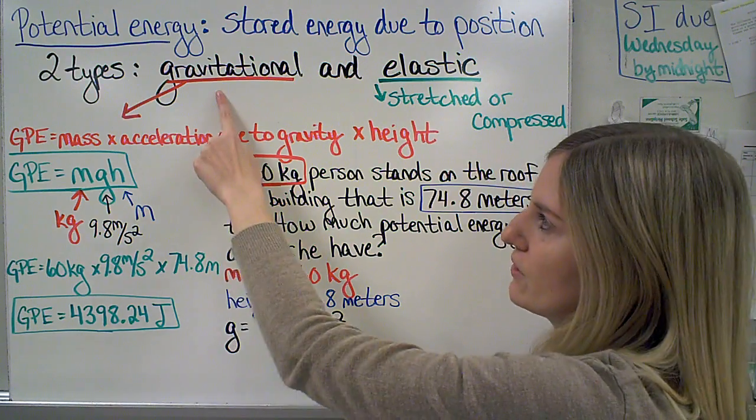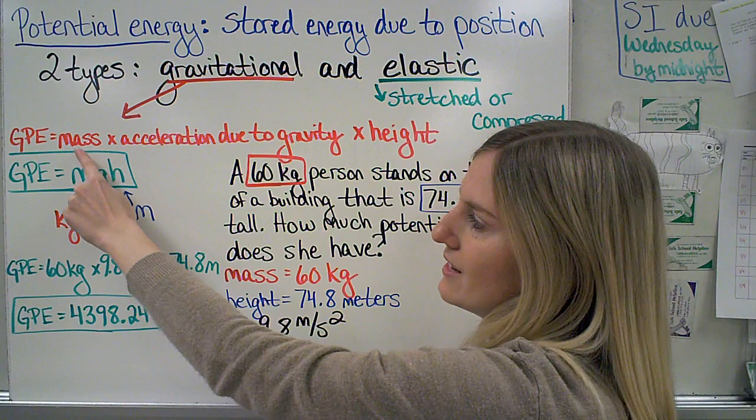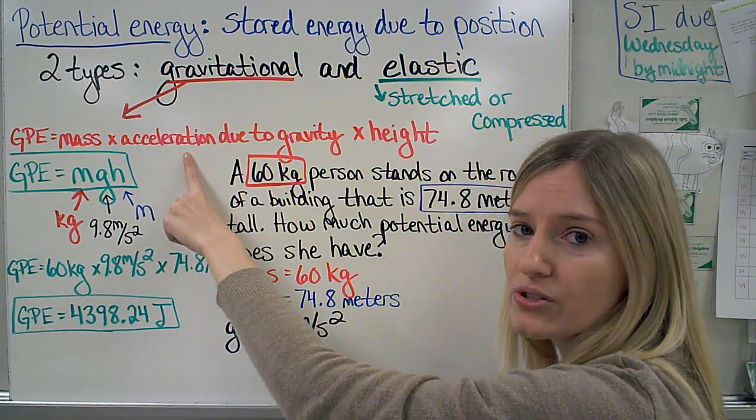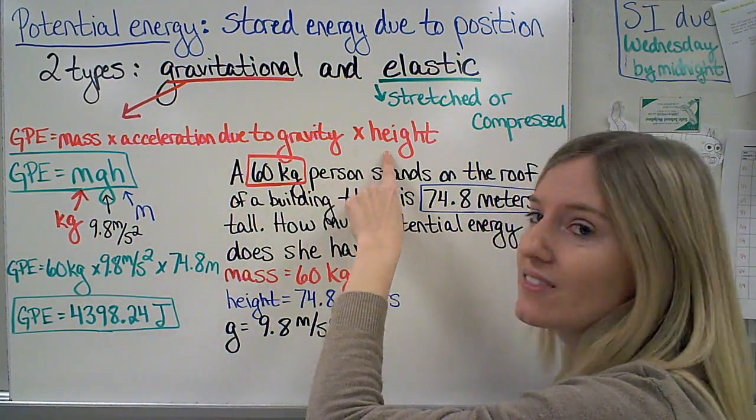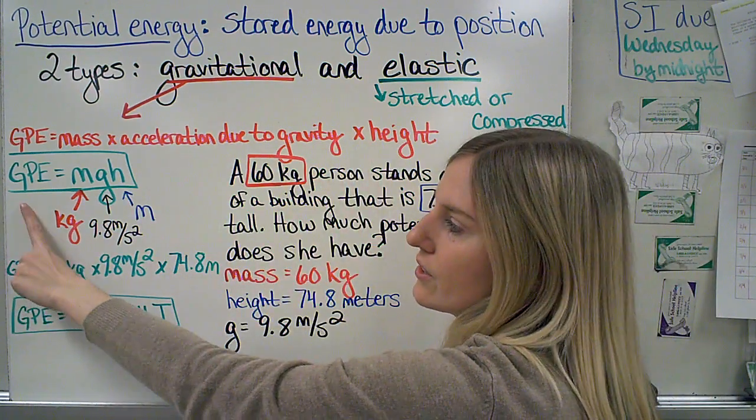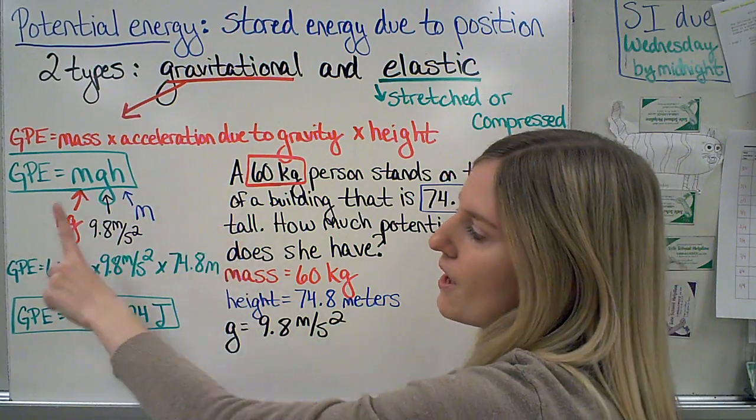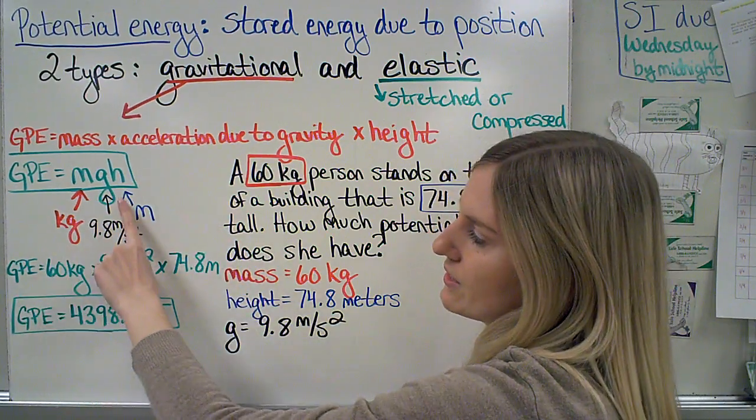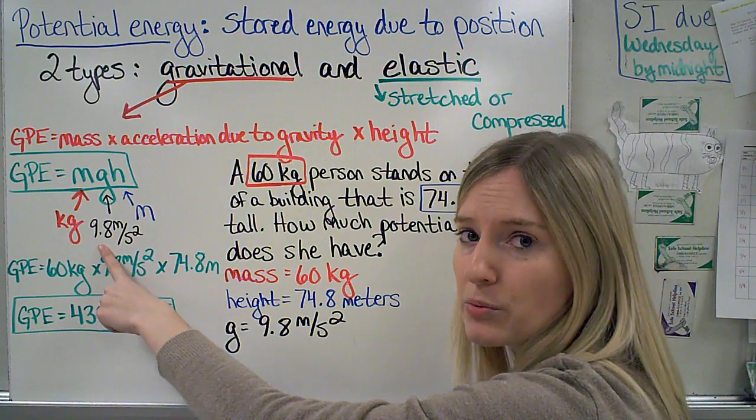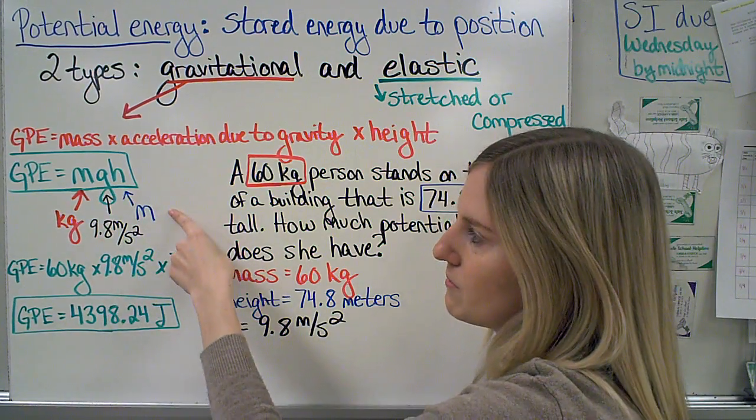The other type, gravitational, is going to have another equation with it. So I have mass times the acceleration due to gravity times the height that the object is at. I can shorten that up to be gravitational potential energy equals mgh. Mass is measured in kilograms. Acceleration due to gravity is always 9.8 meters per second squared, like we've seen. And height is going to be measured in meters.